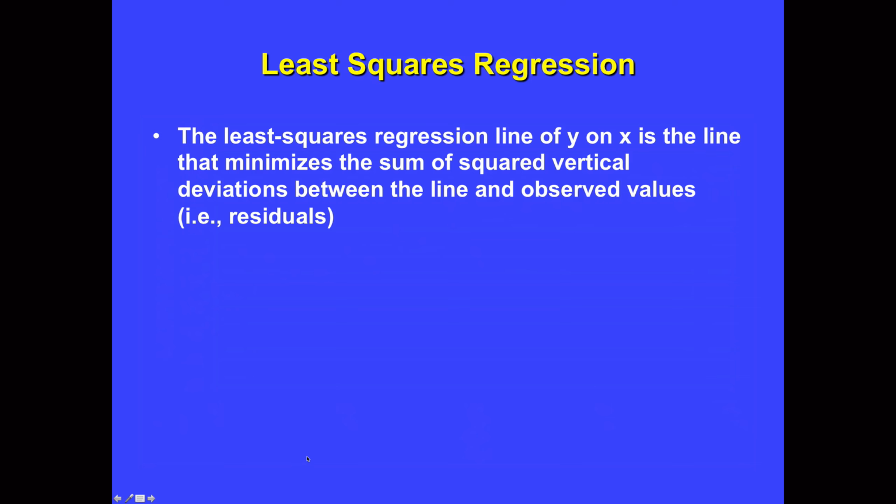What do we mean by the best straight line? In the context of least squares regression, we're talking about the line of y on x that minimizes the sum of squared deviations between your regression line and the actual observed values. Or in other words, we want to reduce our cumulative residuals in the data.